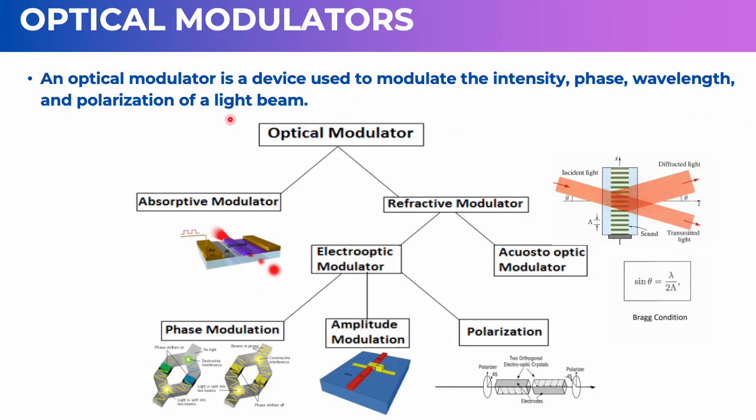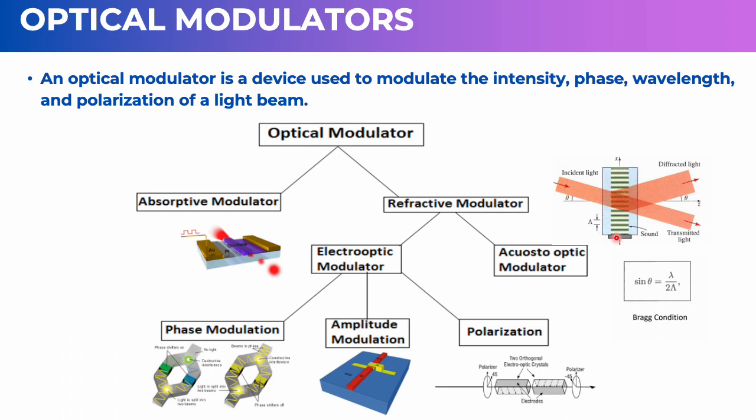Finally, we'll look at optical modulators. An optical modulator is a device that is used to modulate the intensity, phase, wavelength, or polarization of a light beam. They modulate light, but we can classify them based on what they use to modulate light. The acousto-optic modulator is when light is modulated with sound.